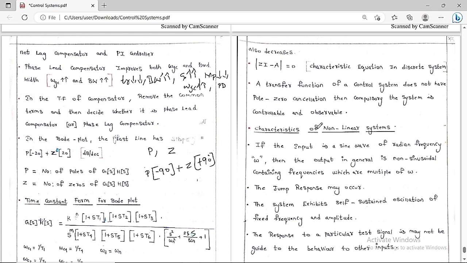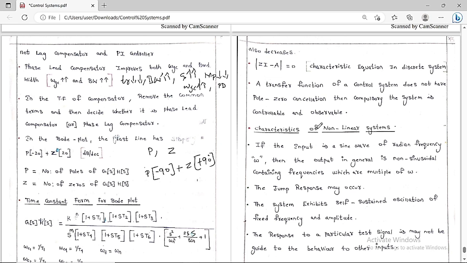The next point is that if the transfer function of a control system does not have pole zero cancellation, then compulsorily the system is controllable as well as observable. Suppose in the case of a transfer function there is no pole zero cancellation, then definitely we can say the system is controllable as well as observable. This is a default point you always have to keep in mind.